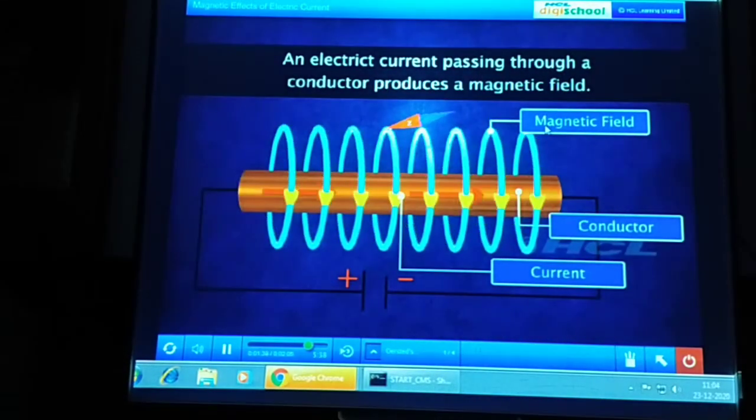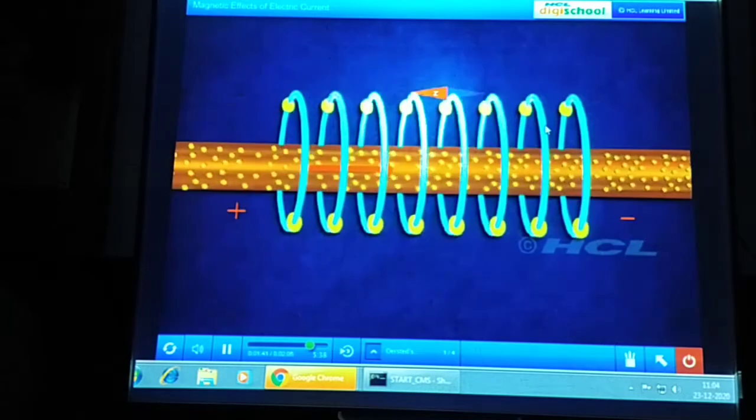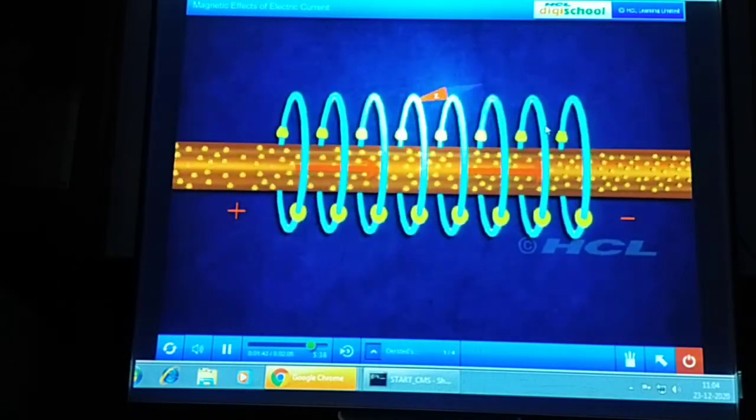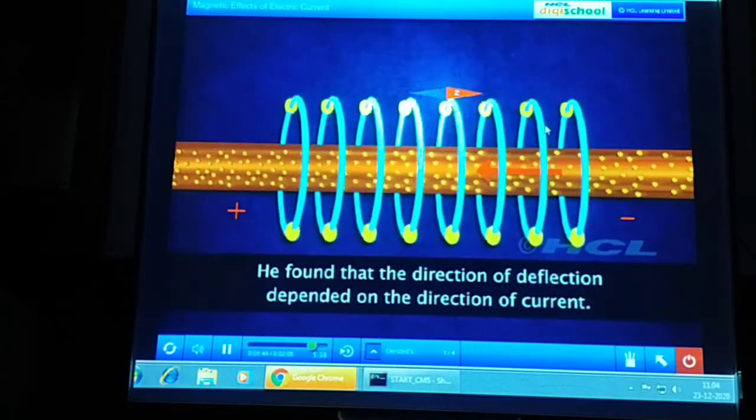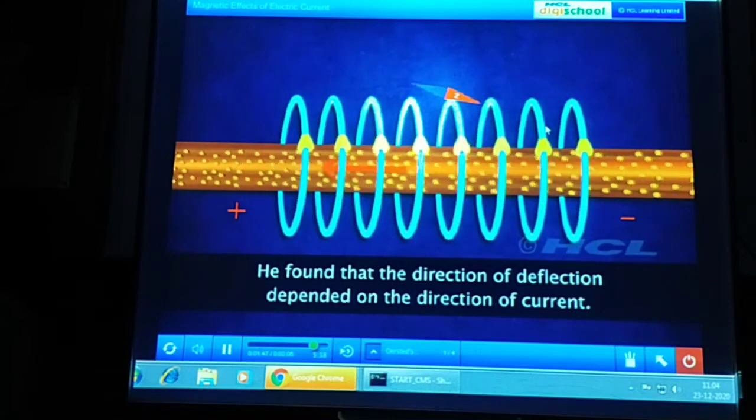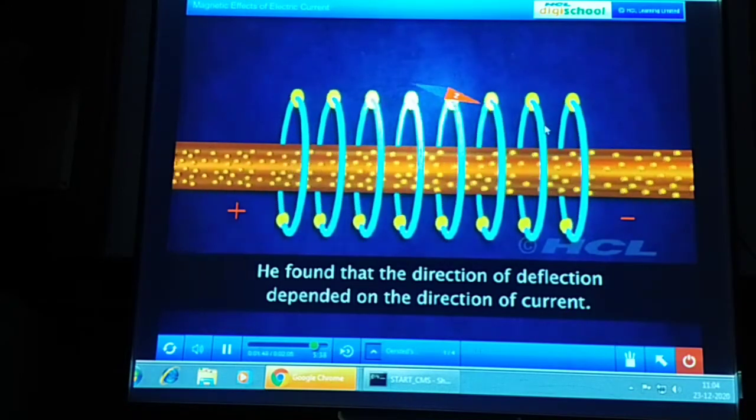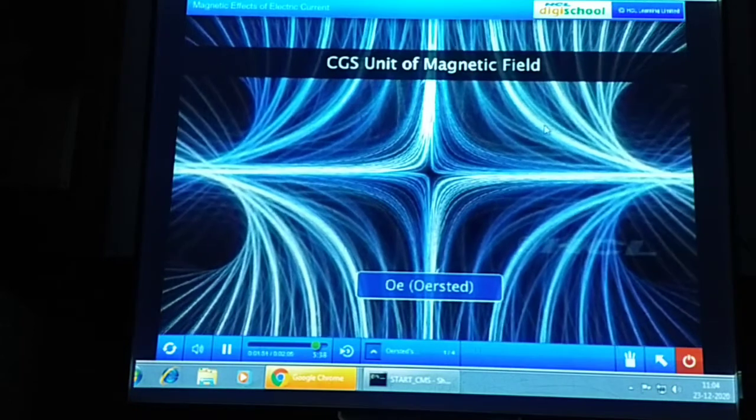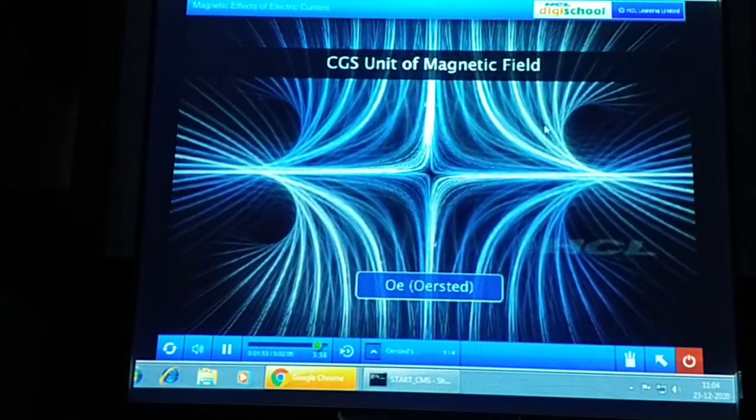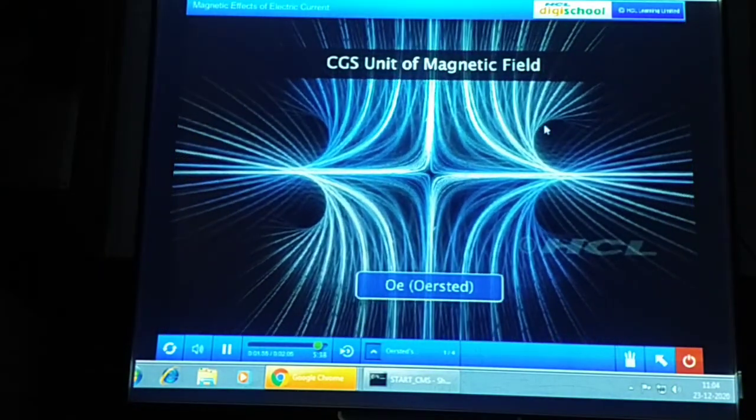When an electric current passes through a conductor, it produces a magnetic field. He found that the direction of deflection depended on the direction of current. We have honored Ørsted by giving his name to the unit of magnetic field.